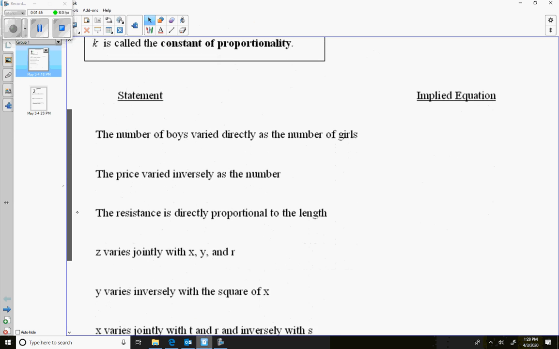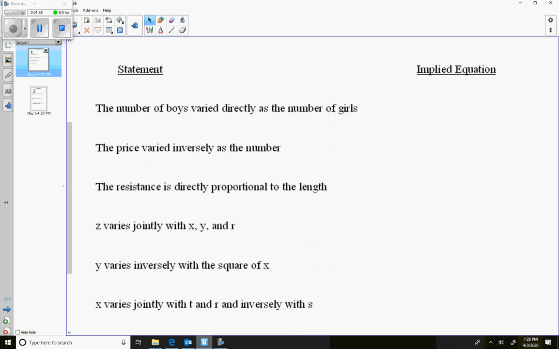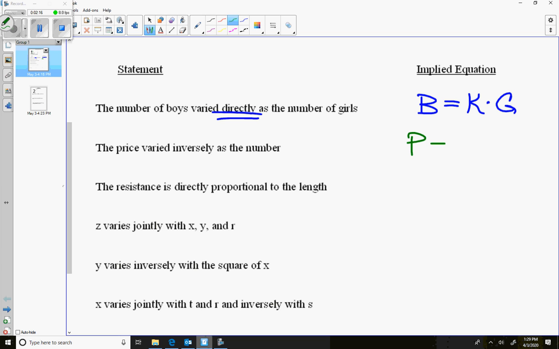So, first thing, just to get warmed up, the number of boys varied directly as the number of girls. The implied equation from this would be boys equals K times the number of girls. Next one, price varied inversely as the number. So price varied inversely tells us to divide by the number.